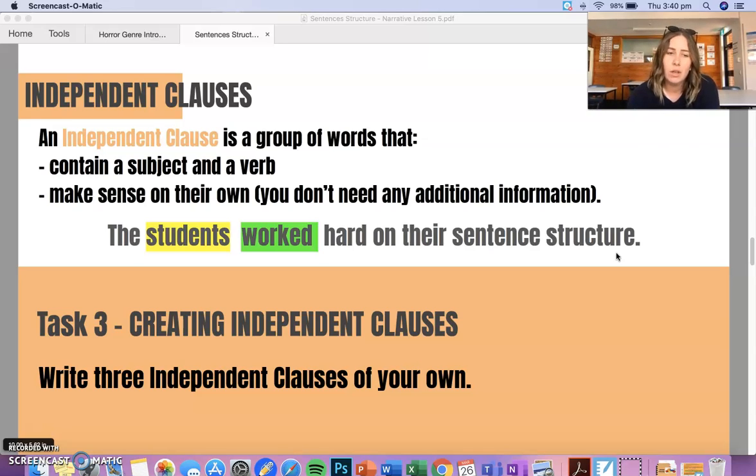So what I want you to do for task 3 is in your Teams notebook, I want you to write 3 independent clauses of your own, and remember that it must do these things. It must have a subject and a verb, and it must just make sense.